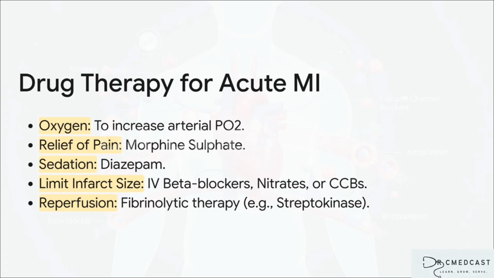Now, in the most serious case, a full-blown heart attack or an MI, the strategy gets even more intense. We give oxygen, we manage the incredible pain with morphine, and we use IV forms of our anti-anginal drugs to try and limit the damage to the heart muscle. But most importantly, we have to restore blood flow immediately, and that's where reperfusion therapies come in.